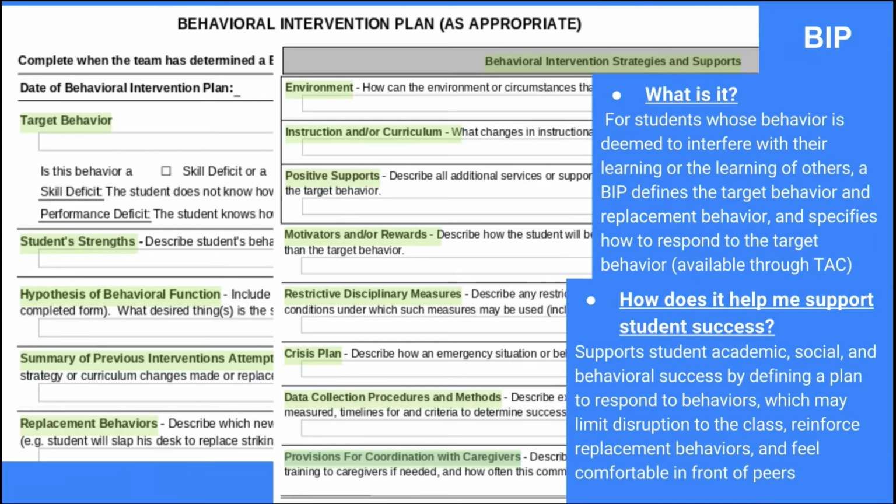Your role in implementing the behavior intervention plan is important. Familiarize yourself with the plan and provide the interventions and reinforcers as they are listed. Your input as to how the plan is working or may need to be revised is also important to share with the case manager.